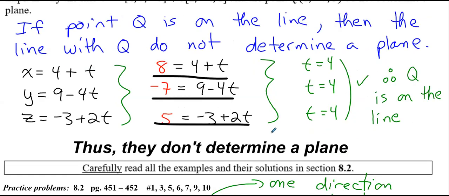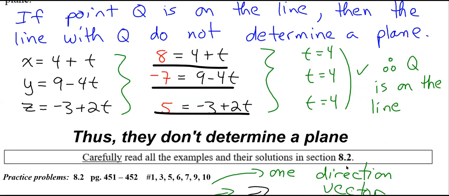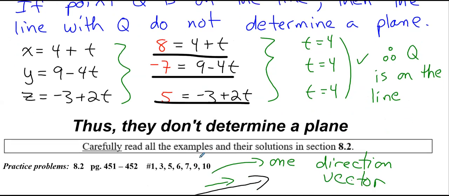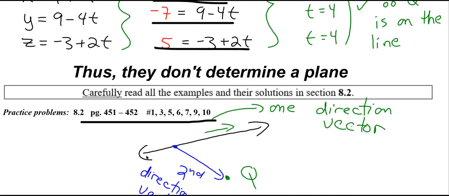Okay. So there are also some other examples you can take a look at in section 8.2. They're extremely important for you to take a look at. I modified the practice problems for you to work on just to provide a little bit more focus.